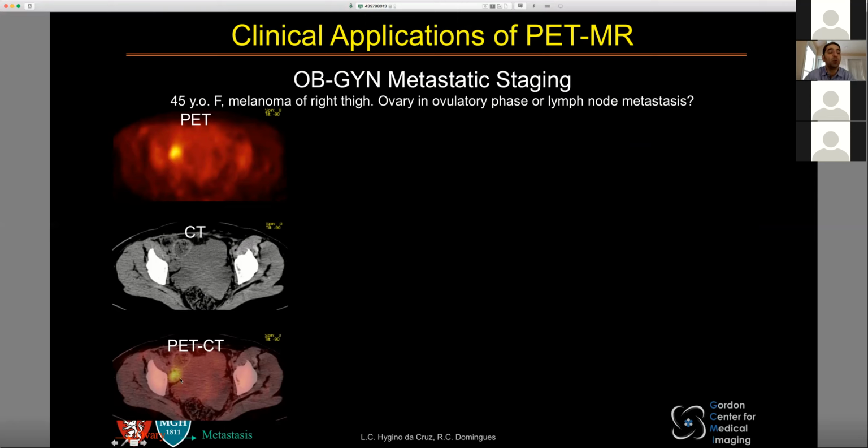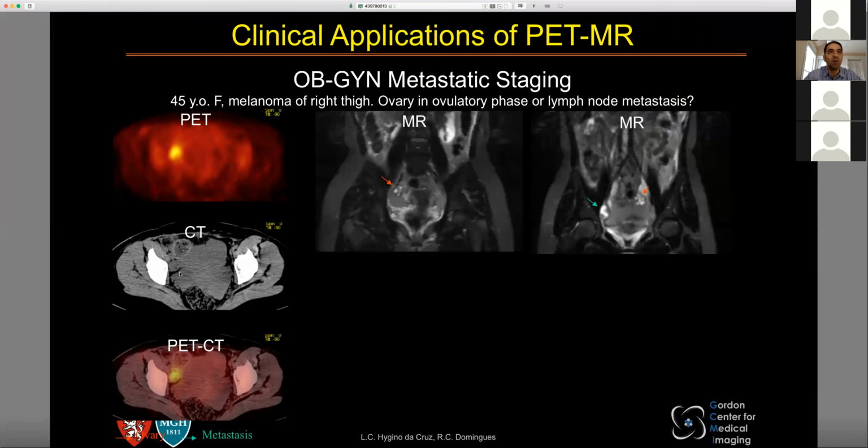We weren't sure, there was a hot signal. We weren't sure if this is an ovary or if this is a metastasis. On CT, you can see here there's something, but it's very hard to tell. And the reason is, as I said earlier, CT is not as good in terms of soft tissue contrast. So can we see something better with MR, with PET MR?